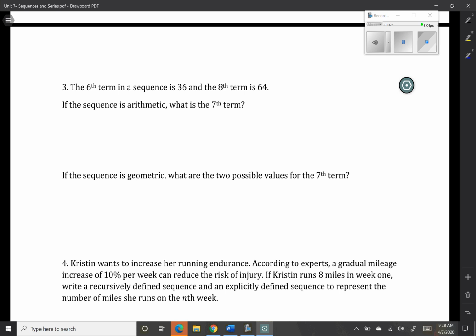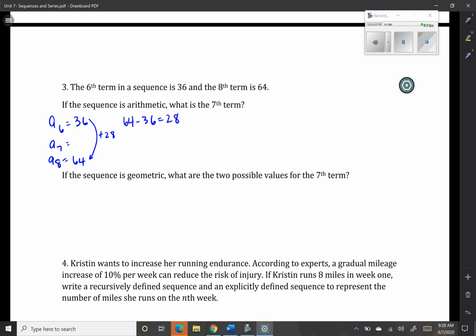So let's start with the arithmetic part because that's the easier part. I'm giving you the 6th term. So a sub 6 is 36. I'm not giving you the 7th term. And the 8th term is 64. To get from 36 to 64, I can say the difference between those two, 64 minus 36, is 28. So I'm adding 28 to get from 36 to 64.